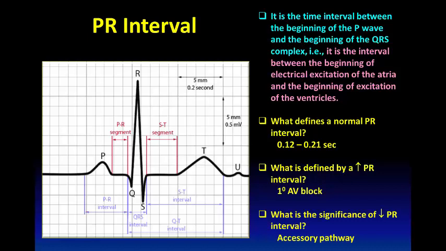On the other hand, a shorter PR interval than normal signifies the presence of an accessory pathway between the atria and the ventricles. So when we have an accessory pathway, for example, a bundle known as the bundle of Kent, the impulses would bypass the AV node and go through this accessory pathway faster than normal, so the ventricles would be depolarized earlier than normal, resulting in a shortened PR interval.